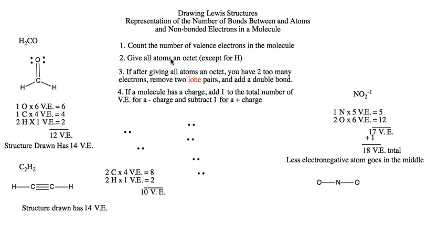So if I go and give all of these atoms an octet, I get this structure. If I count the electrons in this structure, I find I have 2, 4, 6, 8, 10, 12, 14, 16, 18. Let me double check. 2, 4, 6, 8, 10, 12, 14, 16, 18, 20. It's always a good idea to double check your count. It comes out to be 20.